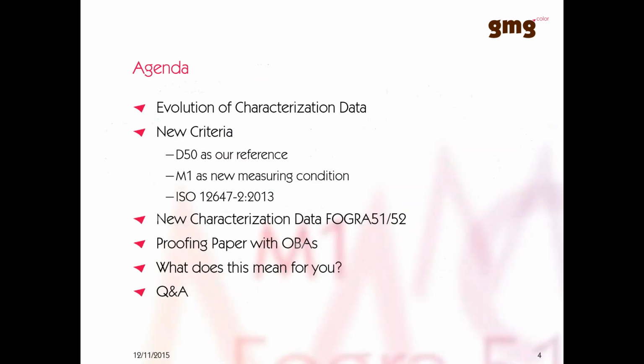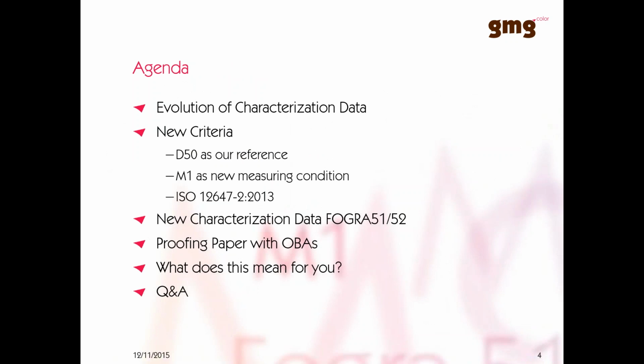Let's have a quick view on the agenda for today. We will start with the evolution of characterization data. We will have a closer look at the new criteria, talking about what has changed in viewing conditions, what has changed in our measuring conditions, and what has changed in our ISO 12647-2, so our offset printing standard.